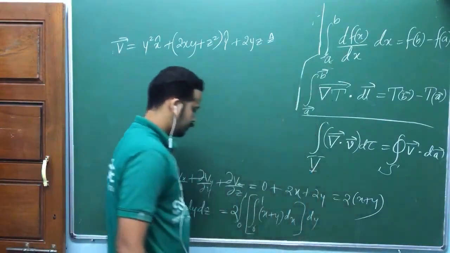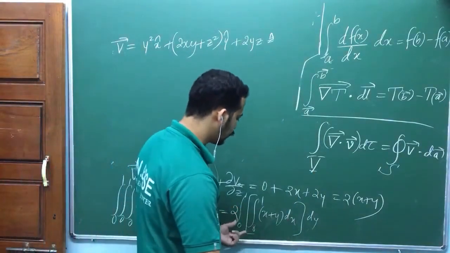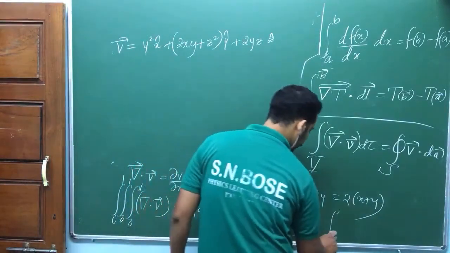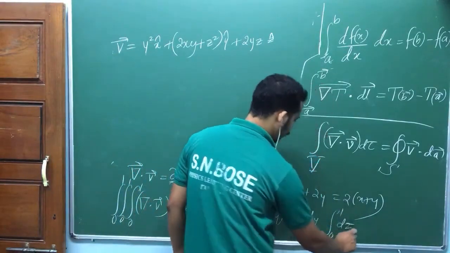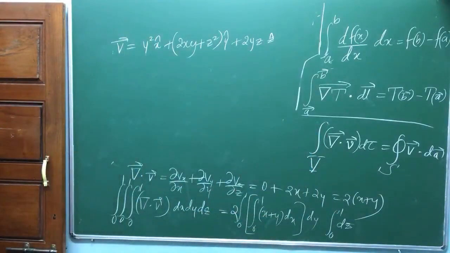How to deal with this integral. Once the x and y integrals are done, what will happen? This will become a constant. You can take it outside. You can do 0 to 1 dz separately. If any z variable is there, take that whole term inside.